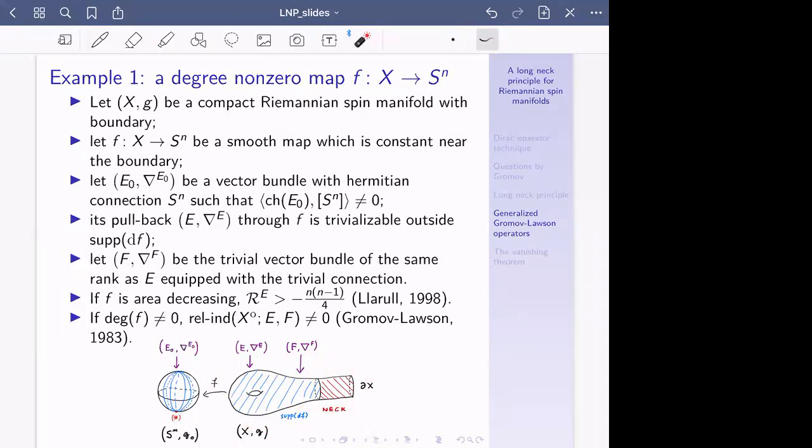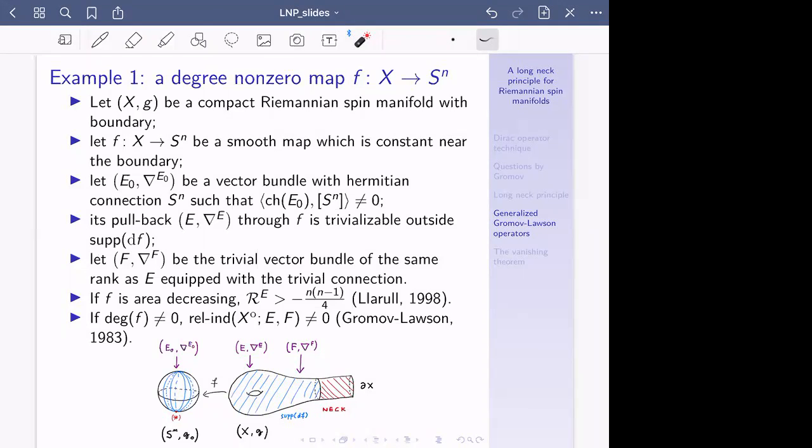And then in this case, I start with a bundle over the sphere with metric connection. Then I pull it back to the manifold X over the map F, and I get a bundle E with metric connection, which is going to be trivializable outside of the support of the differential of F. This is going to be the first bundle. The second bundle is just going to be the trivial bundle with trivial connection. And of course, those two bundles are going to satisfy the Gromov-Lawson assumption. In other words, they are both trivializable outside of the support of the differential. The support of the differential is going to be the essential support of those two bundles.